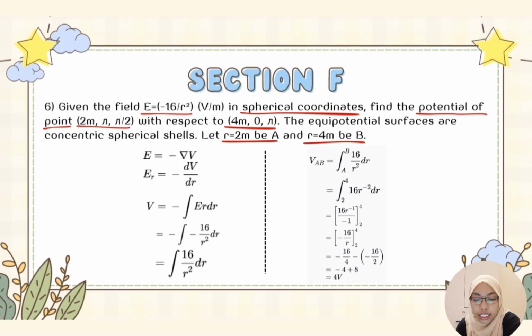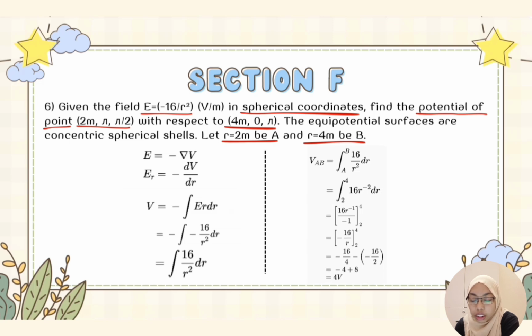Section F. Given the field E equal to negative 16 over r squared in the spherical coordinates, find the potential of point 2m, pi, pi over 2 with respect to 4m, 0, pi. The equipotential surface are concentric spherical shell. Let r equal to 2m be A and r equal to 4m be B.